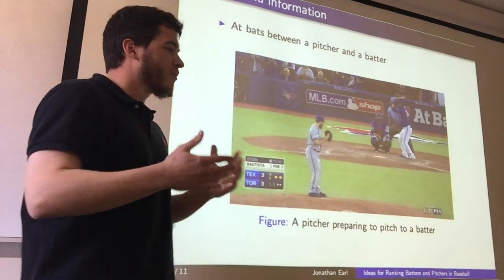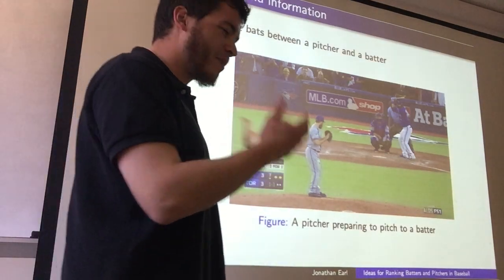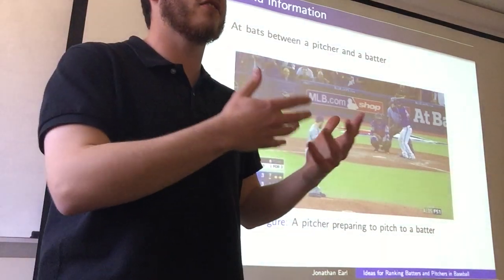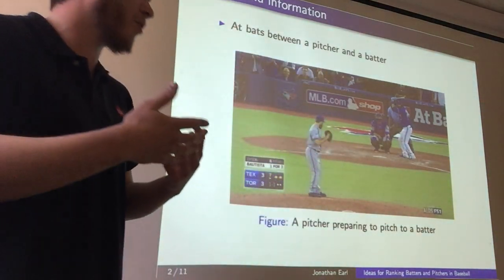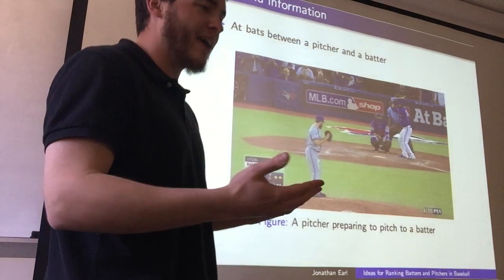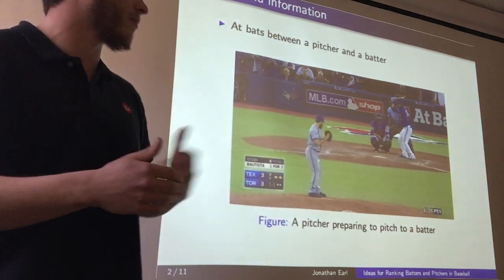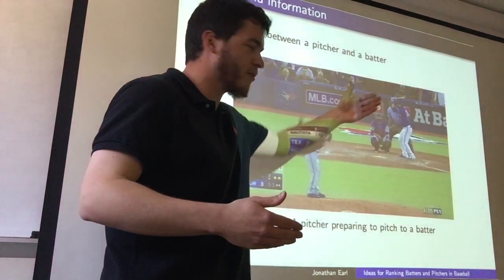So broadly, the building block of the baseball game is the at bat. We have a pitcher who is going to throw to the batter, who tries to hit the ball. The at bat ends when either the batter goes out or reaches base or something to that effect. So we have a pitcher going to throw to a batter.